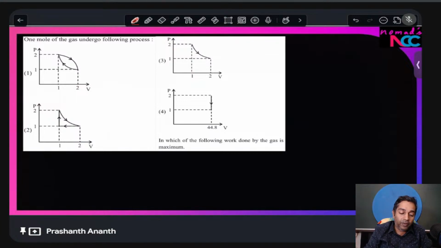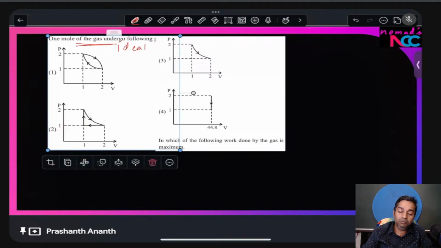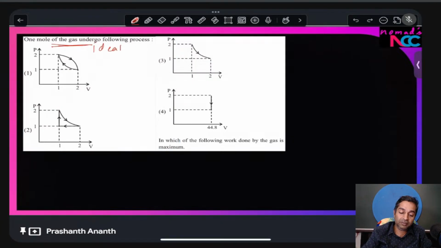Next one, 1 mole of a gas. I'm assuming ideal gas over here. We cannot do much if it is not an ideal gas. So we can only proceed for an ideal gas and do this kind of thing.